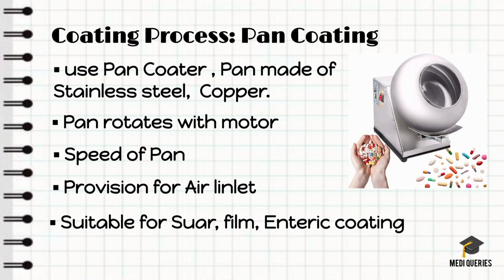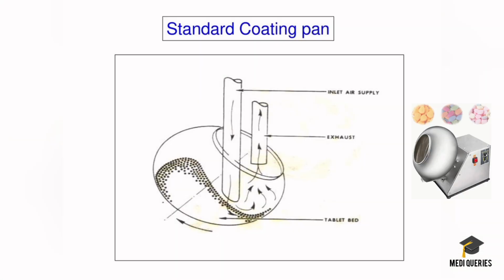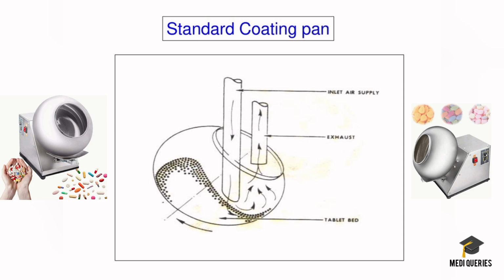Okay, so after coating, the polishing is done. The polishing is done in a polishing pan only. So here the pan coating technique is used for sugar coating, film coating and enteric coating methods. Okay, so simply we will use the pan coater. That is an apparatus. We will use this apparatus to coat the preparations. Especially this pan coating is used for sugar coating tablets, film coating tablets and enteric coating tablets.